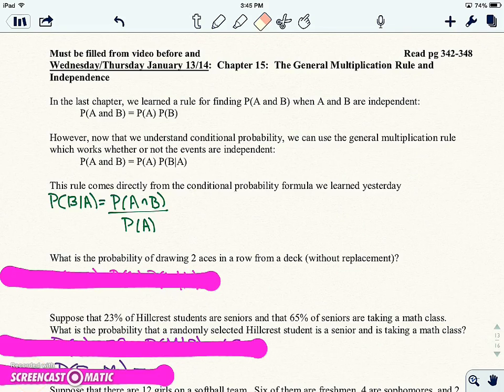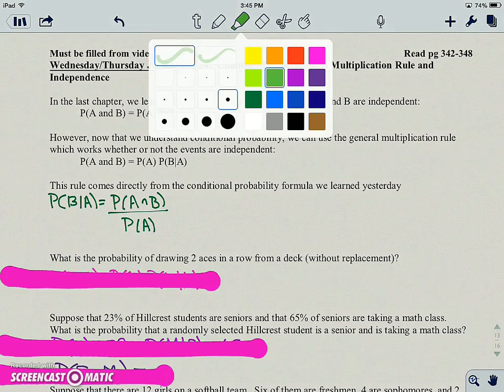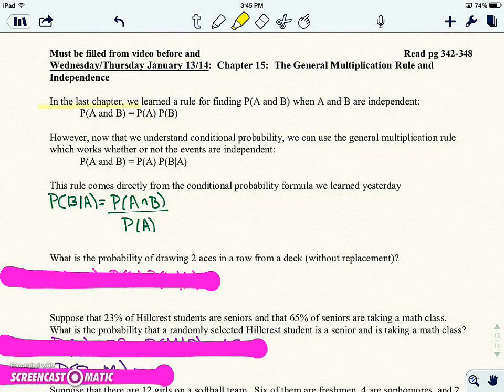Chapter 15, Day 2, the General Multiplication Rule and Independence. In the last chapter, and I'm just going to highlight as we go, we learned the rule for finding A and B when A and B are independent, which is the probability of A and B equals the probability of A times the probability of B.